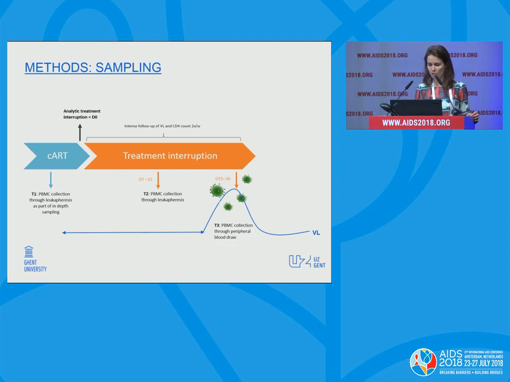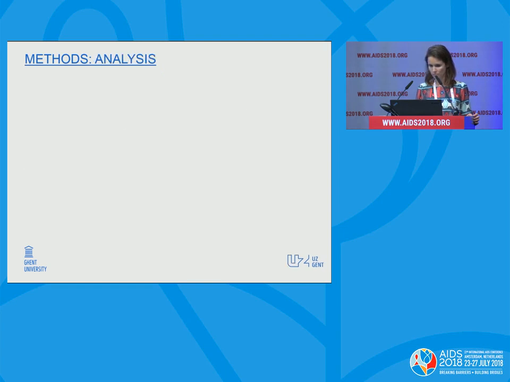And then the third time point for this particular study was the time of viral rebound, where we measured more than 1,000 copies per ml. Patients were immediately restarted with ART at that moment in time, and approximately 3 months later, when everything was stable again, we did a last blood draw and a PBMC collection.